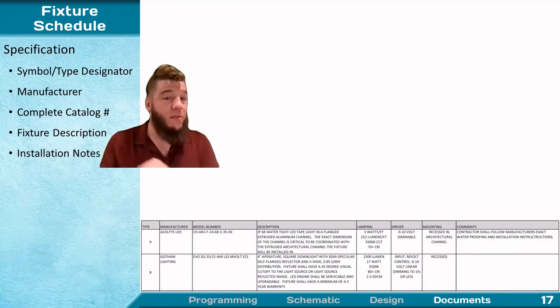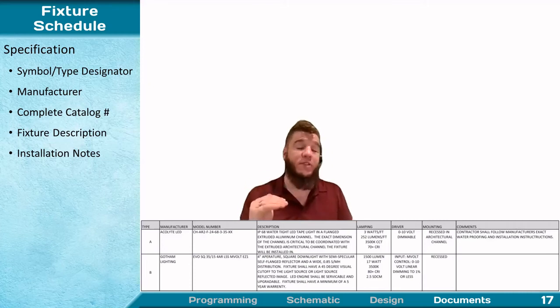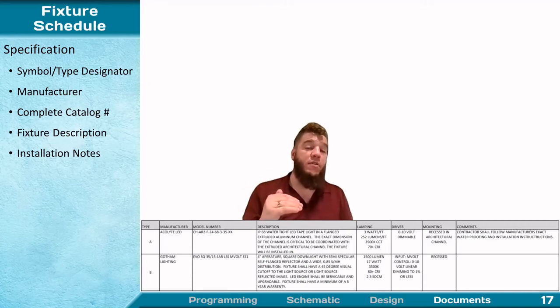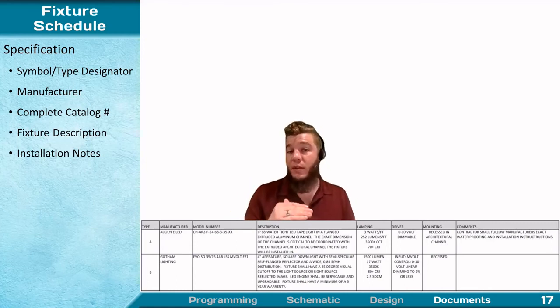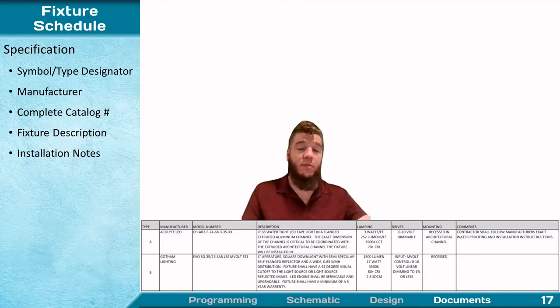The fixture description, this one's a little looser. It describes the form and function of the luminaire, but it's not necessarily as specific as to what exactly this contains. You want to make sure to include enough information that it's clear what this luminaire is and what it's intended to do. And finally, installation notes are good for the specification. This really comes down to things like aiming or shielding so that the contractor is able to set that luminaire up in the way that you intended.